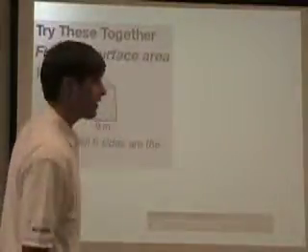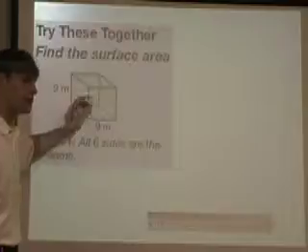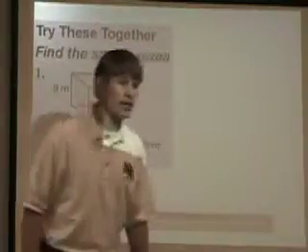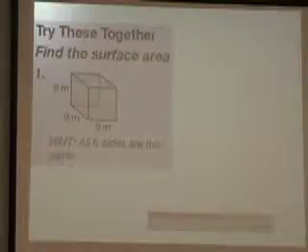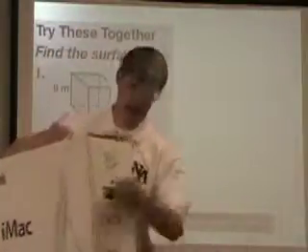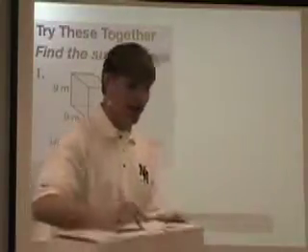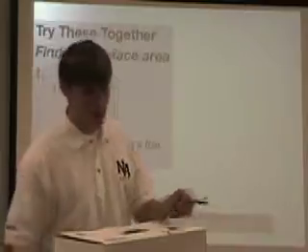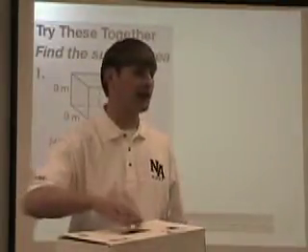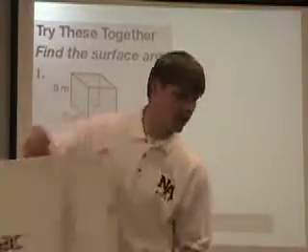Now, right here, our goal is to find the surface area of this prism. That's what we're doing today. We're finding the surface area of a prism. This box is a prism. It's got sides. It's three-dimensional, right? If I found the area of the top, the bottom, the sides, and the front and back, and added them all together, that'd be the surface area of my prism.